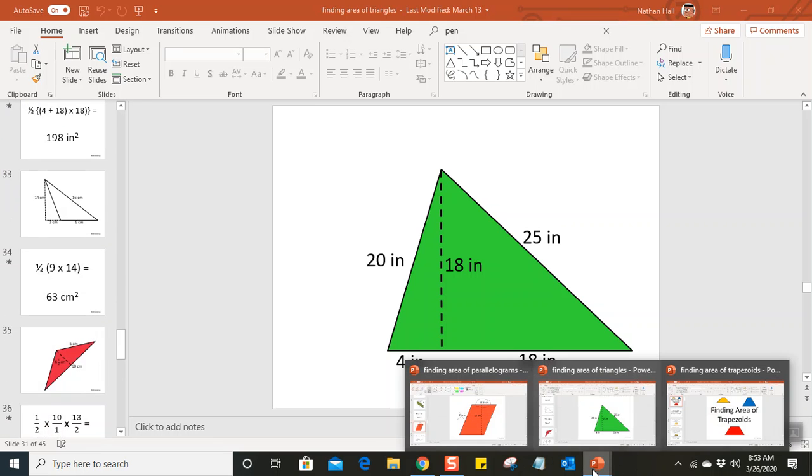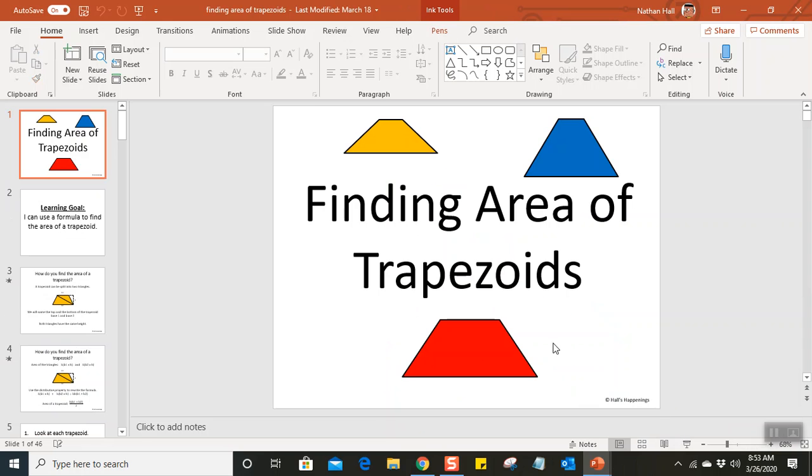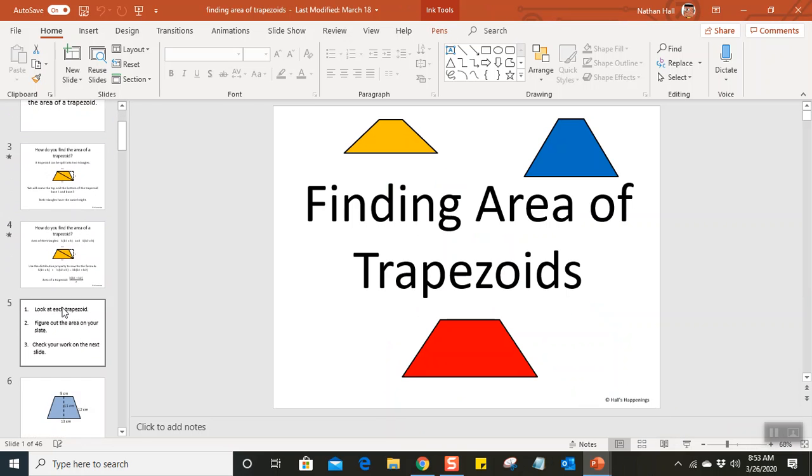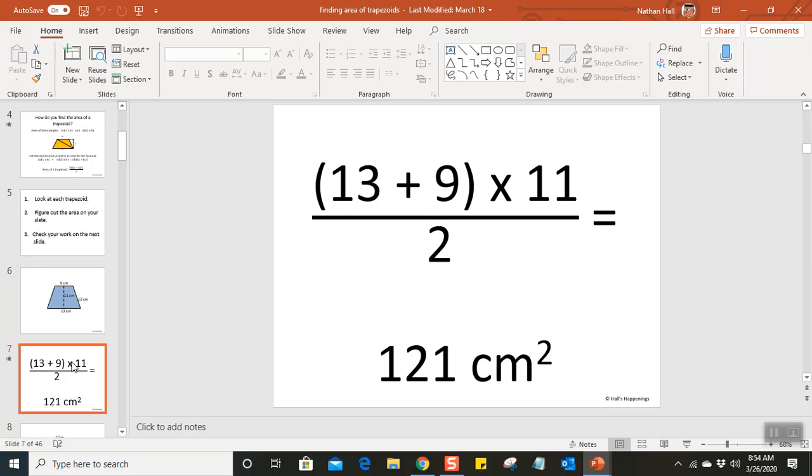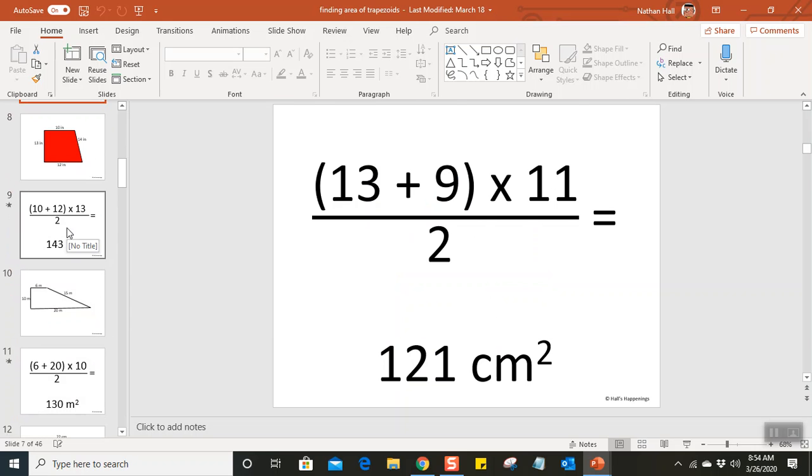Okay, trapezoids. So trapezoids formula, we're not going to go into the why, though that would have been a great lesson if we'd been in school. But for trapezoids, we are going to add the top and the bottom, times it by the height line, and divide it in half. Okay, so in this one, I'd add 9 plus 13, times it by 11, divide it in half. Trapezoids and triangles are both divided in half.